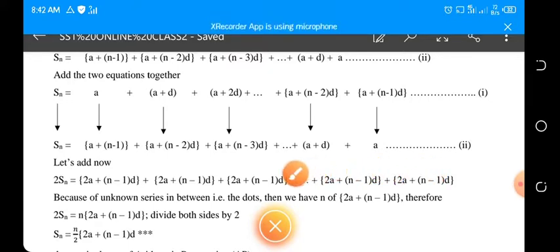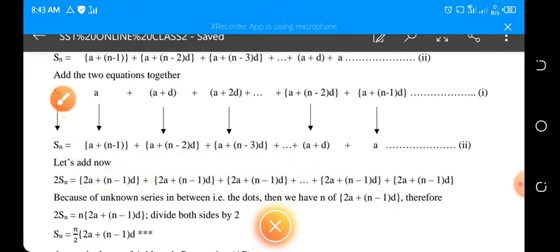But because of this place, they are unknown to me, I don't know the term, and that is why I put dot dot. Since I don't know, I cannot just write 5, because this one is 5 now. If I count it and they have the same value, you can't just say 5 into bracket 2a plus bracket n minus 1 close the bracket d. Since I don't know this one in between here, I can just say n.